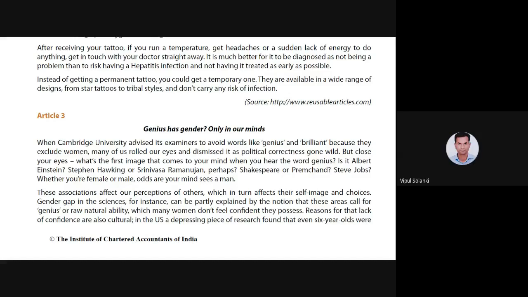Yes, it is Srinivasa Ramanujan, perhaps. Say Shakespeare or Premchand, Steve Jobs. Whether you're female or male, odds are your mind sees a man. All right, fine. So see how beautifully the first paragraph is constructed, right?